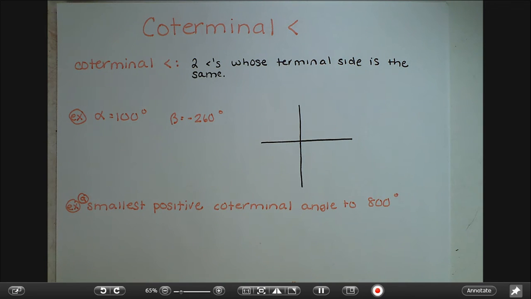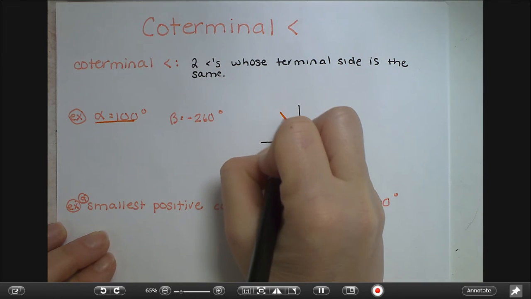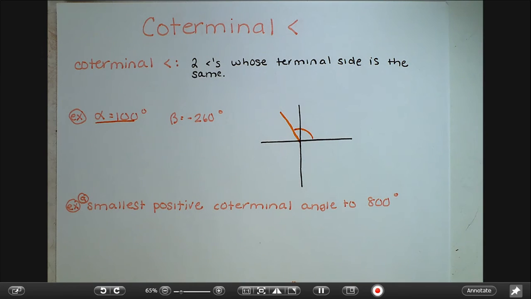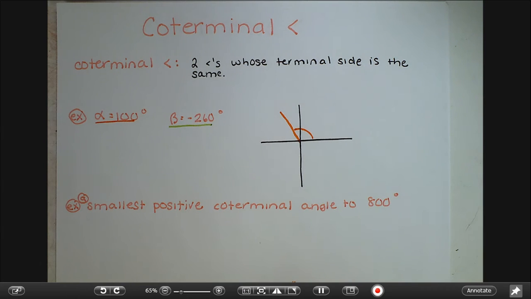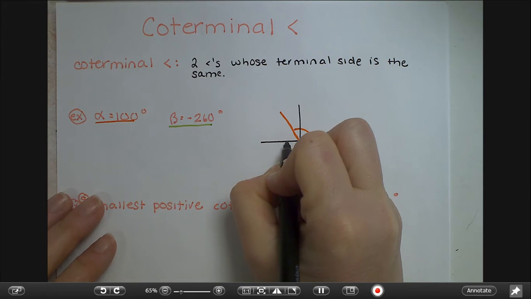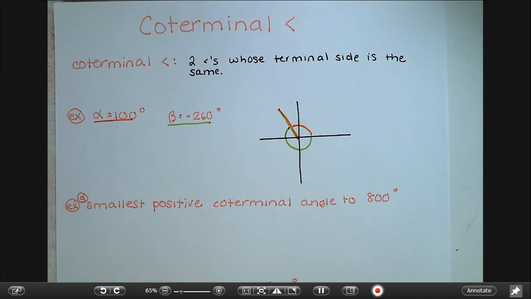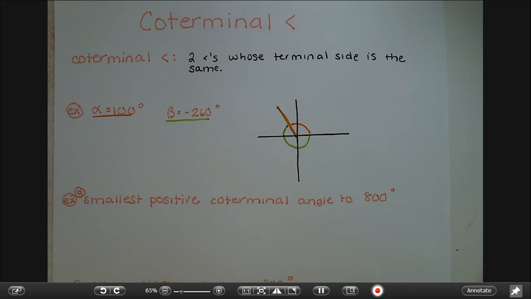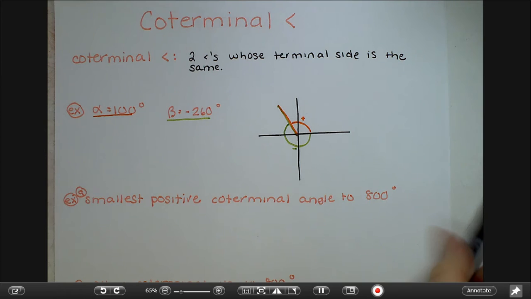If we take our first angle, alpha, and we draw in standard position a 100-degree angle, that would be 90 and a little bit more, 10 degrees more. And then we draw beta, which is negative 260 degrees. We're coming from the other side, around 180 and more, and we end up with the exact same terminal side, except we were in a positive direction here and a negative direction here. That's just an example to illustrate what coterminal angles look like.